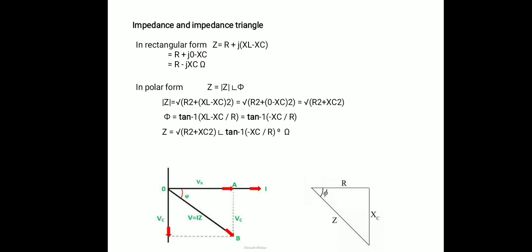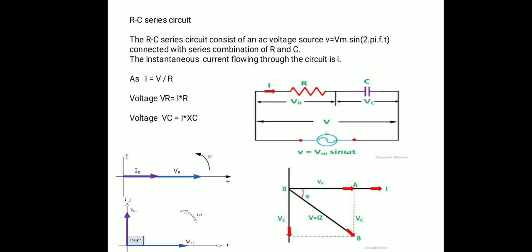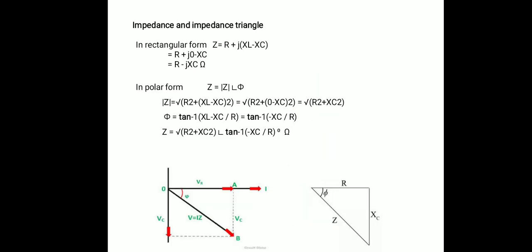So let us write the equation for the impedance in rectangular form and polar form. In rectangular form, Z is equal to R plus j (XL minus Xc), which is the standard formula. But in this circuit diagram, there is an absence of an inductor, so XL becomes 0. So R plus j (0 minus Xc) becomes R minus j Xc ohm.